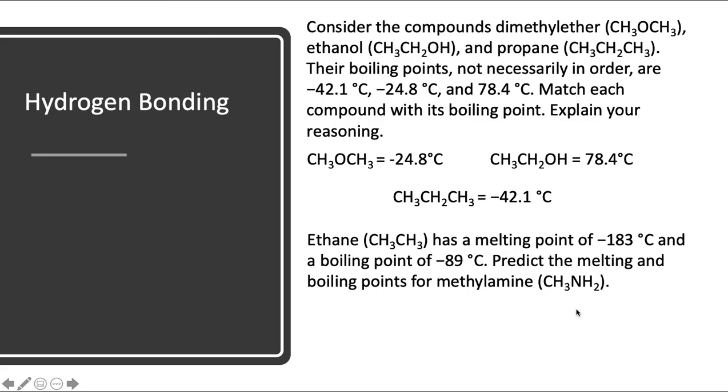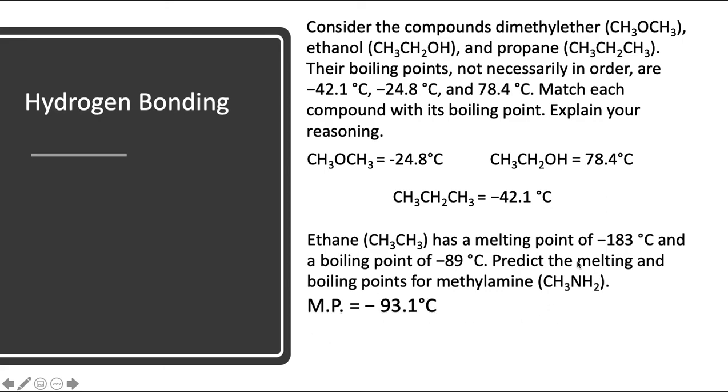So the melting point and the boiling point for methylamine are going to be much higher than that for ethane because it has hydrogen bonding, whereas ethane only has London dispersion forces. It doesn't even have a dipole-dipole interaction, a permanent dipole. So let's look at the values for that.